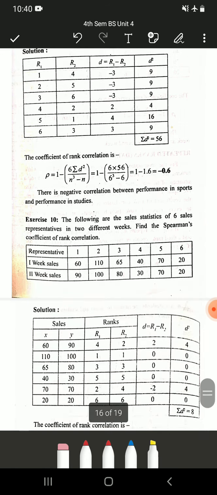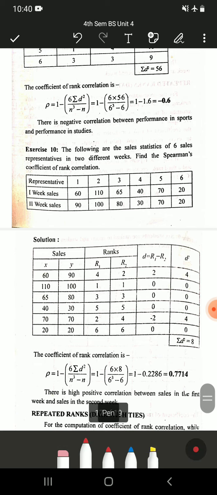in the formula. So the last problem is, the following are the sales statistics of 6 sales representatives in 2 different weeks. Find the Spearman's coefficient of rank correlation. So again there are 6 representatives. For the first week sales they have given the values, and also for the second week sales. So let us assume first week sales to be X and second week sales to be Y.